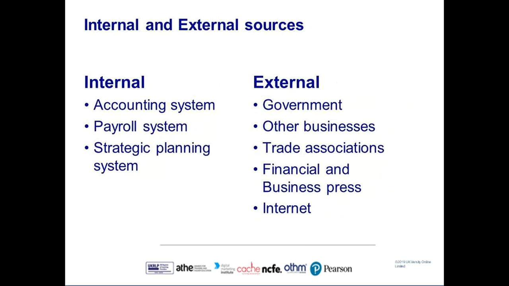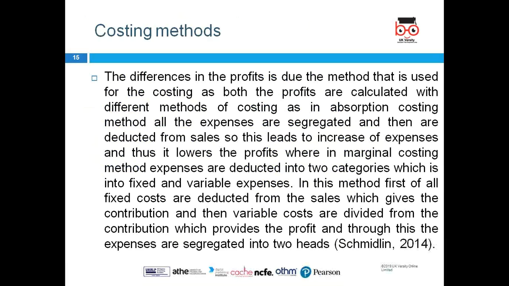Okay, internal and external sources. Information we can get from internal sources: the accounting system provides information, the payroll system provides information, the strategic planning system provides information. External: we can get information from the government, other businesses, trade associations, the financial business press, and the internet.